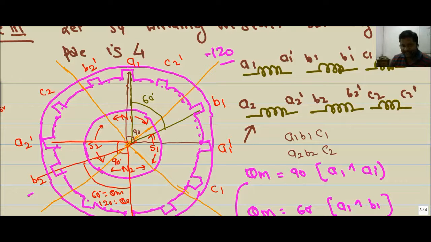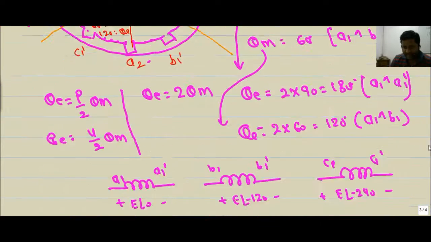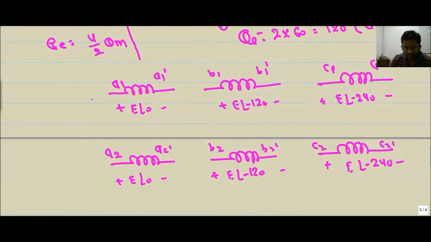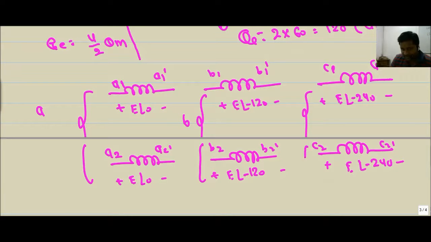Here, this is called the A phase. This is the A phase. This is the B phase. This we are taking as the C phase. By making a series or parallel combination of it, we can strengthen the current rating or the voltage rating of this stator winding.